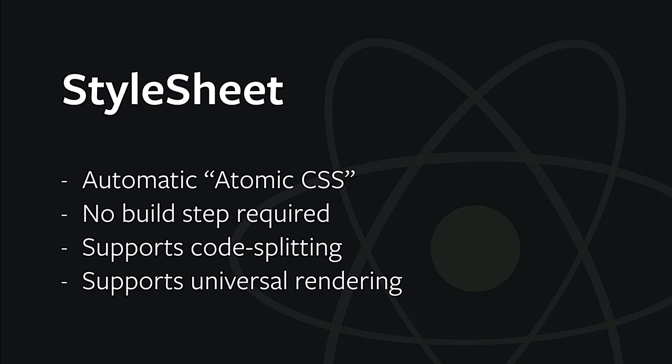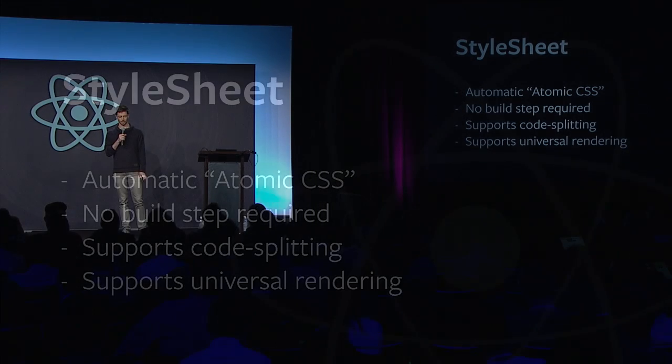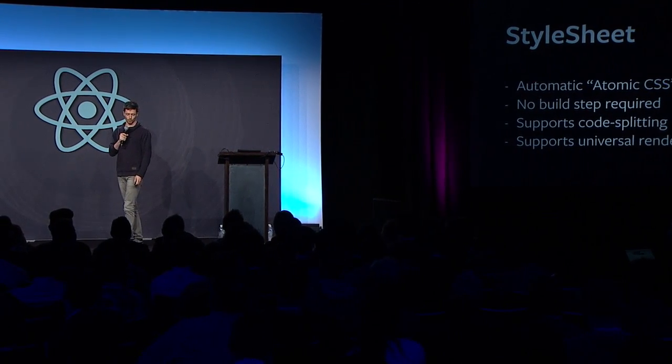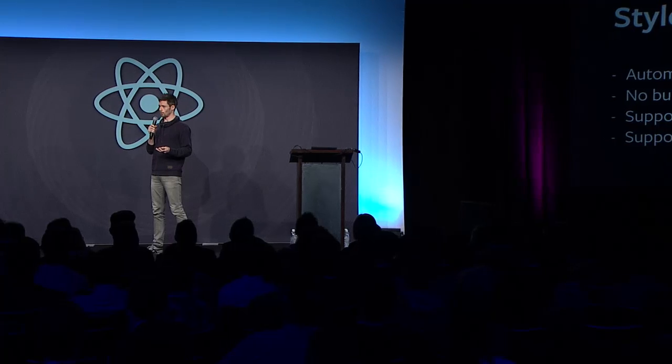So the style sheet itself kind of provides this automatic atomic CSS. You write CSS styles just like you would in React Native, and behind the scenes it optimizes it into this kind of minimal CSS footprint. It also has no build step requirements, so it just kind of works as you're working in something like JS Bin or whatever. And it supports code splitting, so if you're asynchronously loading bundles in large applications like we do. And it supports universal rendering.